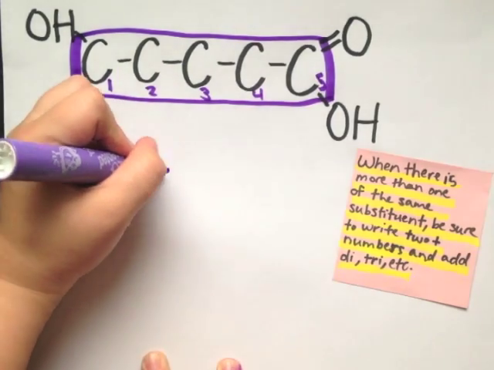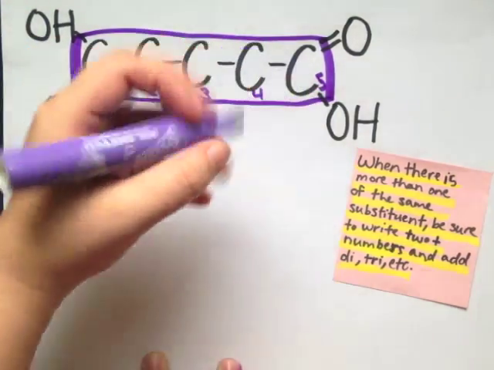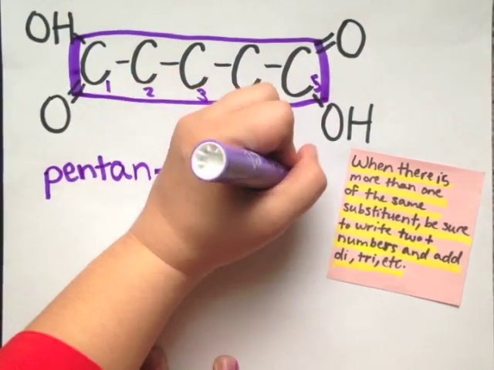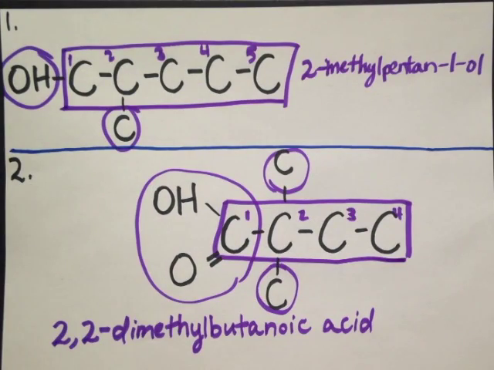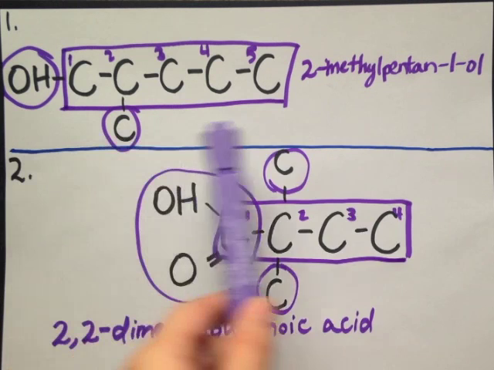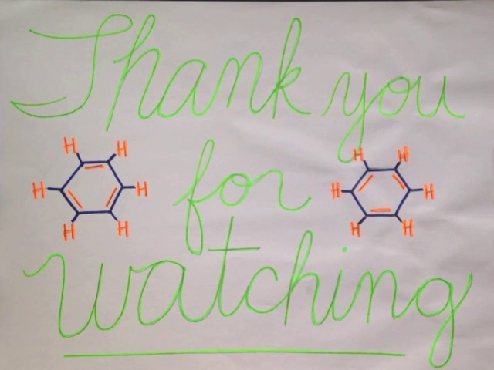So the name of this molecule is pentane-1,5-dioic acid. Try out the following examples. The first is an alcohol, and the second is a carboxylic acid. So the name of the molecules in order are 2-methylpentan-1-ol and 2,2-dimethylbutanoic acid. We hope that this video helped you review organic nomenclature.